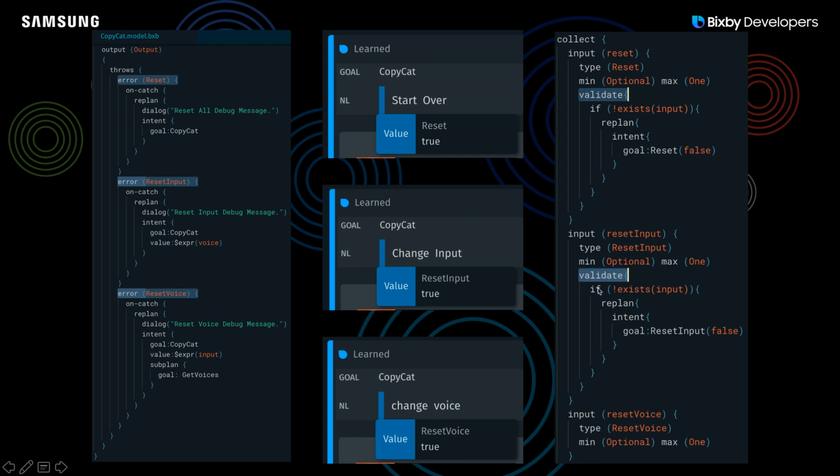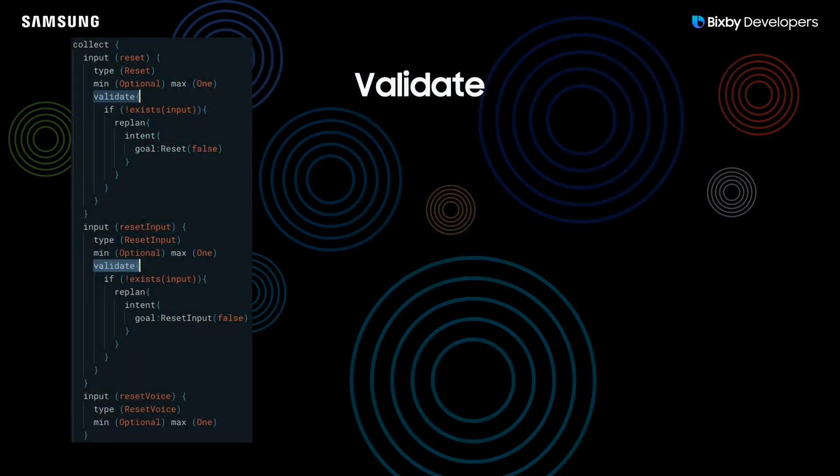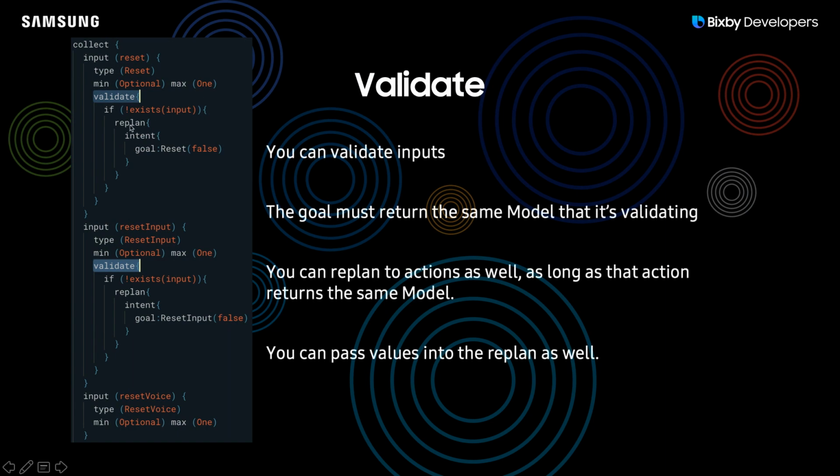And here for the reset input, we need the same clause. If input doesn't exist, we don't want it to go through, ask the user for an input, and then throw an error that says you still need to reset the input. Since voice is optional, you're never prompted for the voice during the copycat action, hence why we don't need to validate reset voice. So speaking of validate, you can use validate to validate the inputs. And what's interesting about validate is that in the validate, let's say you do a replan, whatever the goal is, whether it's an action or it's a concept, it has to return the same type of concept as the thing that it's validating.